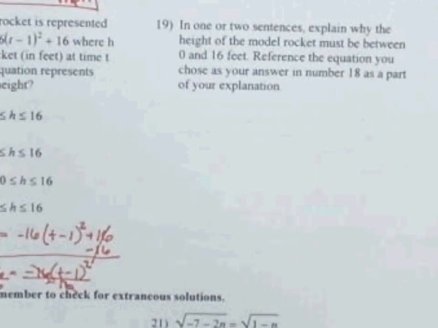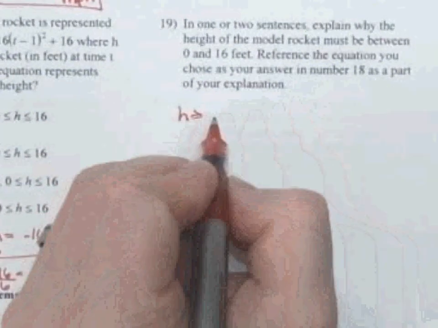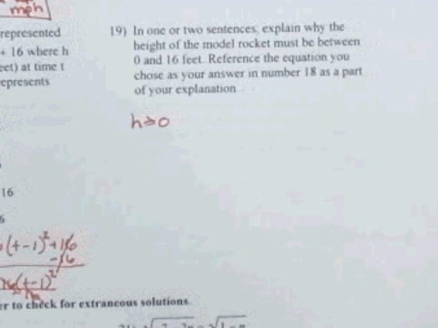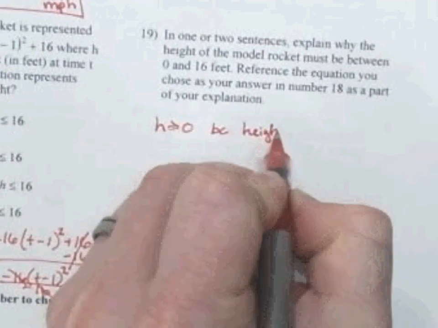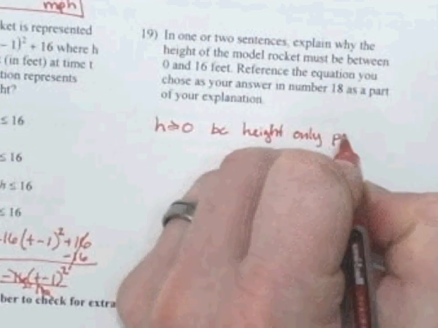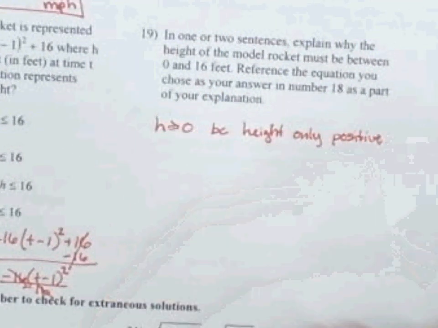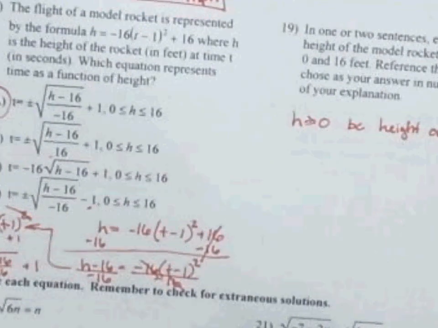Okay, so for starters, let's talk about why h would need to be greater than 0. I'm not going to write in complete sentences, but you are. H greater than or equal to 0, because height only makes sense if it's positive. Right? You don't launch a model rocket and then it goes into the earth, has a negative height. You launch and it goes up. Even if it only goes up a couple millimeters or something, it's still going to go up. So the height needs to be positive, but why does it have to be less than or equal to 16?